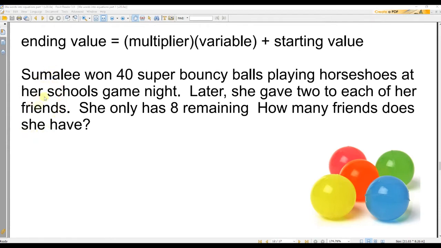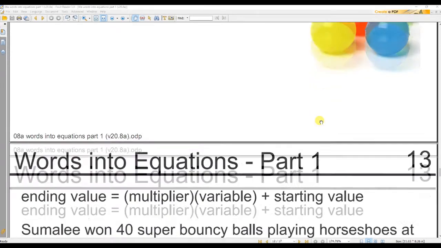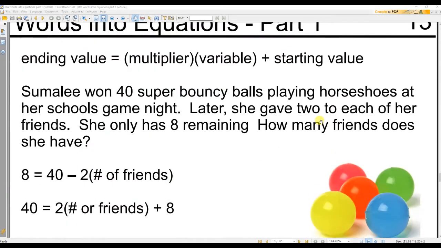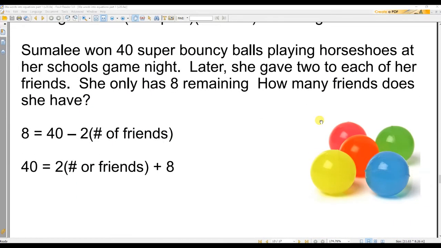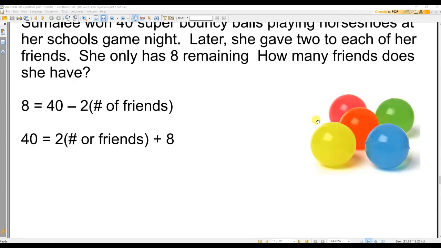Okay, so let's start with that 40. She gave 2, that's our multiplier, to friends, number of friends, F, and at the end she had 8. So she ends up with 8. She gives 2 to each friend, and she has a total of 40 to give away. So 40 equals 2 times the number of friends plus 8. That works.